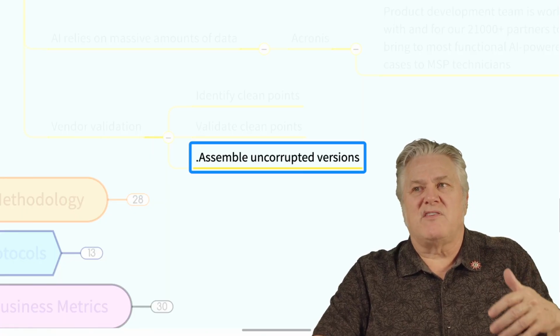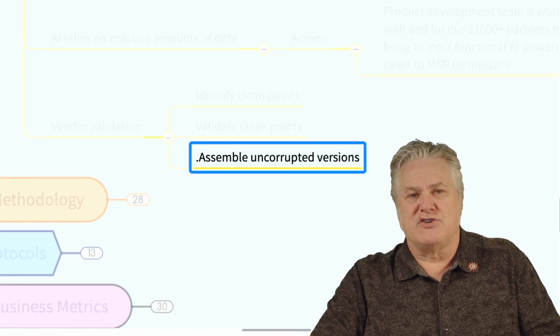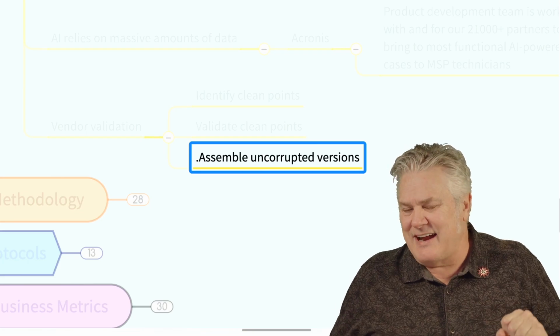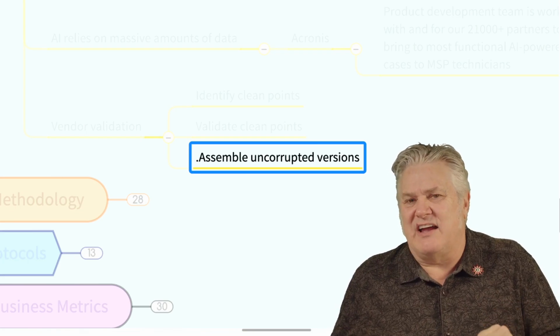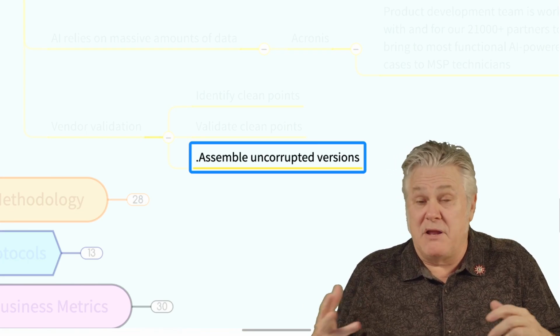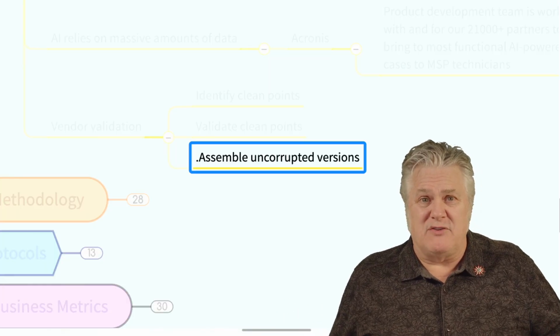They could help us assemble uncorrupted versions. Again, I don't think AI is doing this kind of thing, but it may. And so I'm open to it.